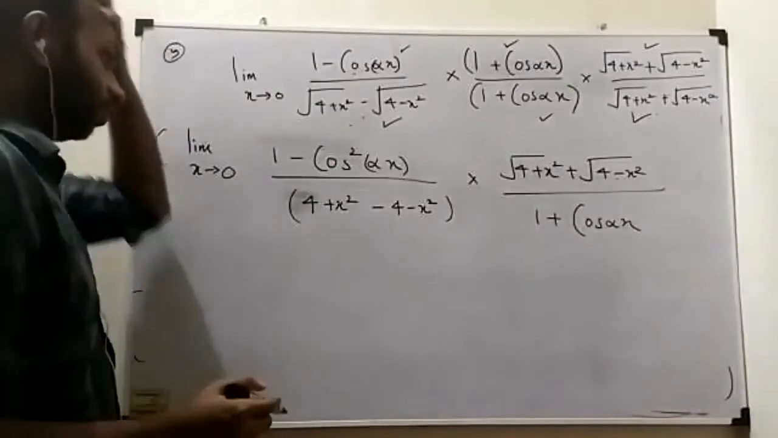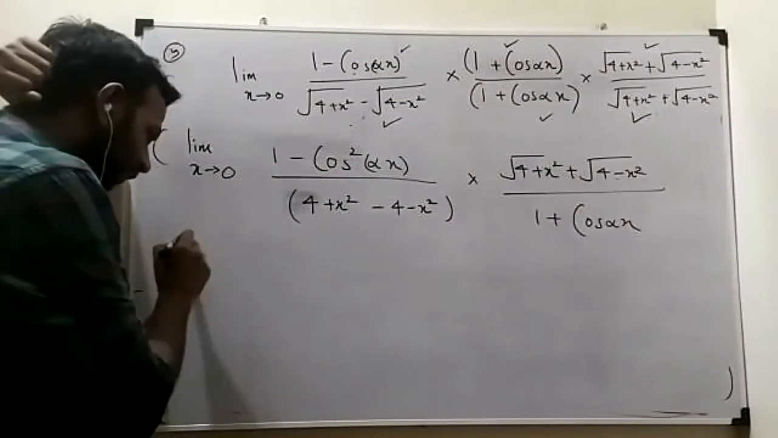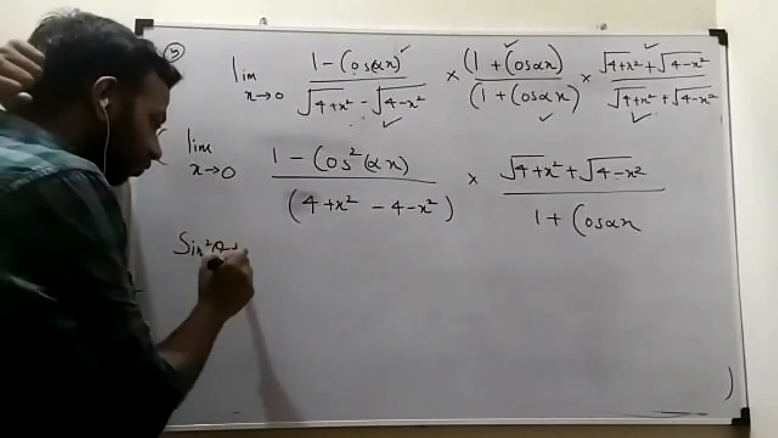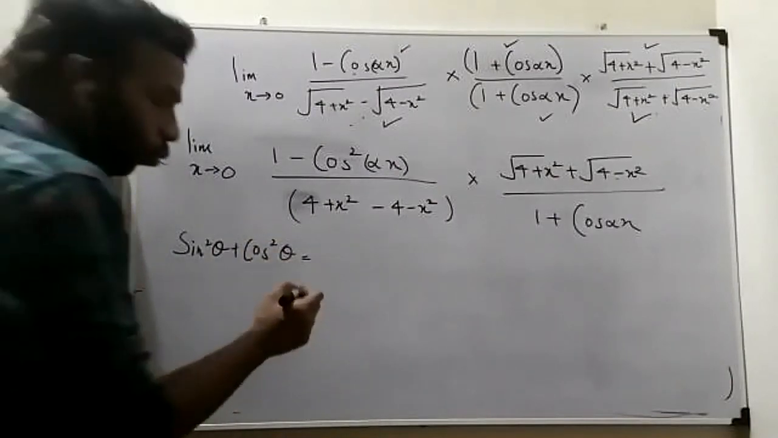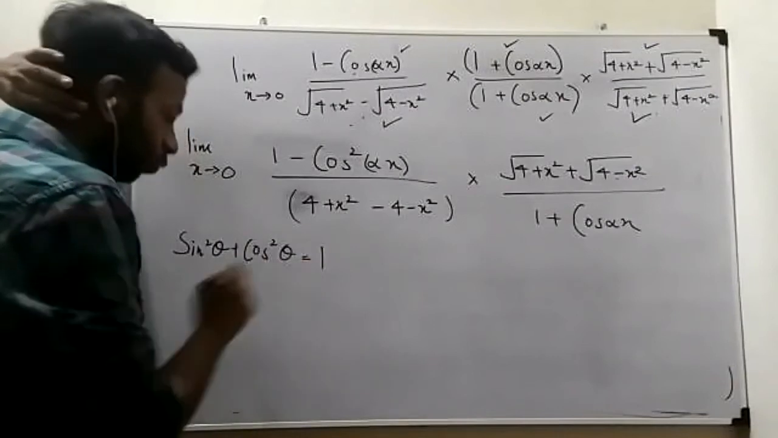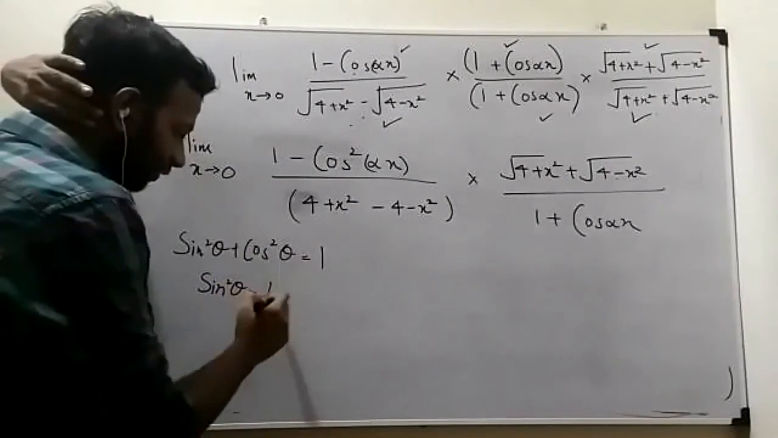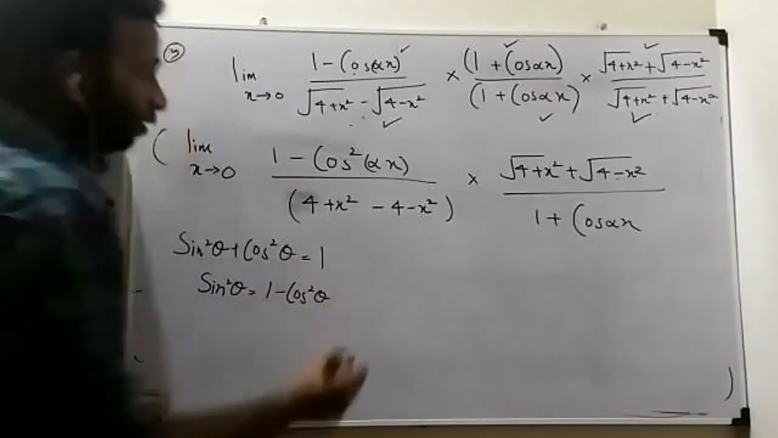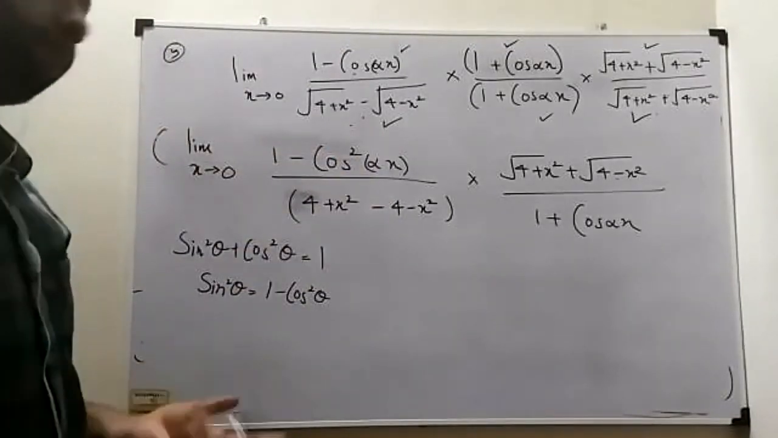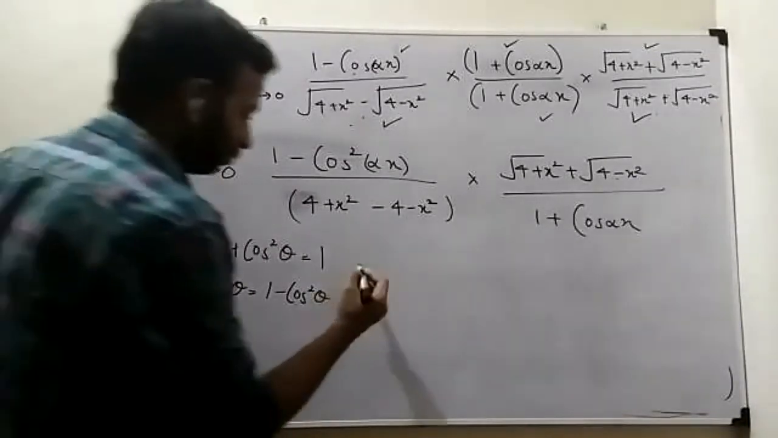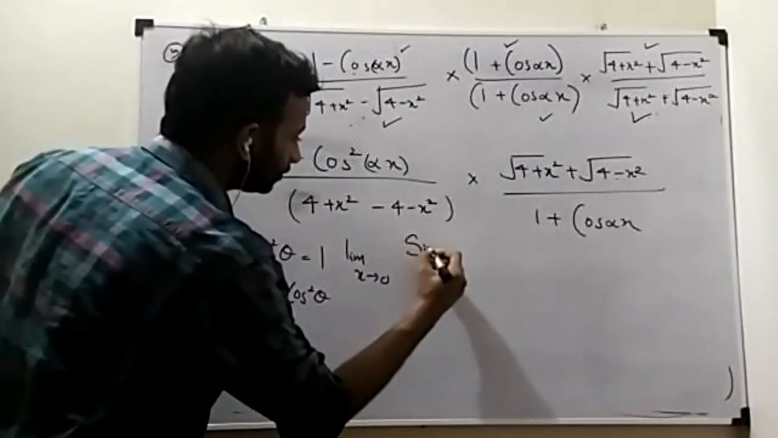Okay, so 1 minus cos squared alpha x. Do you know that sine squared theta plus cos squared theta is equal to 1, which means sine squared theta can be written as, if you take cos squared theta to the other side, 1 minus cos squared theta. Isn't it the same thing here, 1 minus cos squared alpha x? So that can be written as sine squared alpha x. So I'm writing here, this top part is sine squared alpha x.